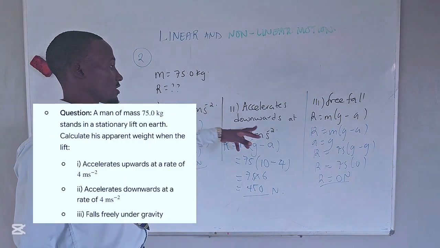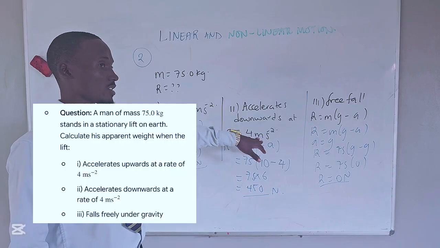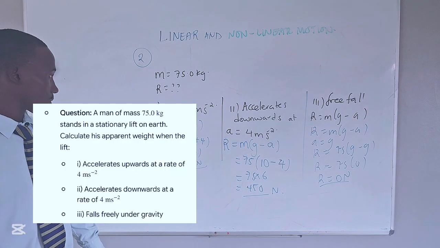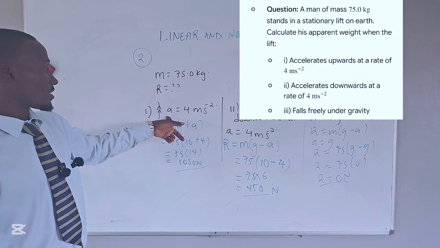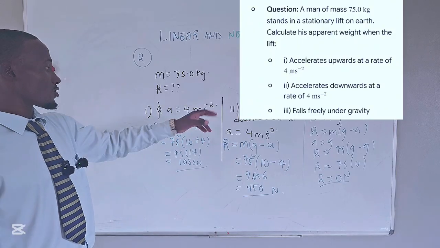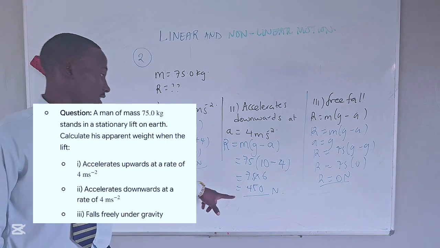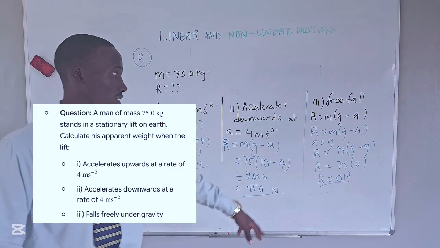If it's accelerating downwards at the rate of 4 meters per second squared, its apparent weight is 450. If it's moving upwards at this acceleration rate, you can see here it is heavier, here it is lighter, here it is 0.